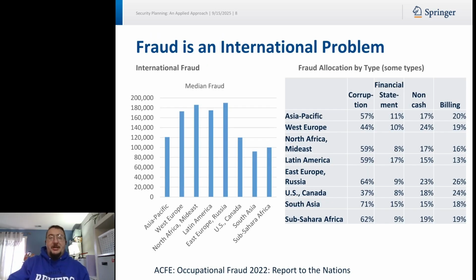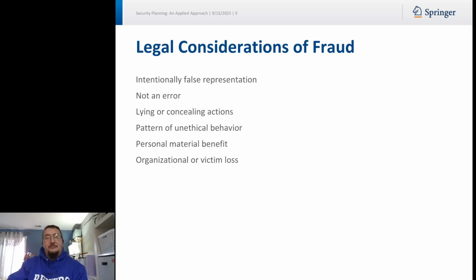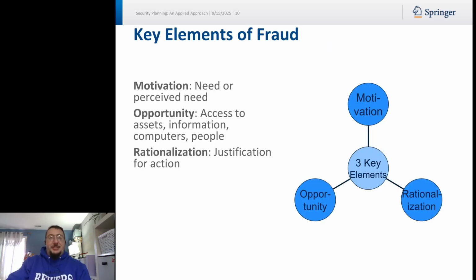It's not just an American thing. This happens all around the world. Illegal consideration, they're not errors, it's intentional. It happens because of lying and concealing. It's unethical, obviously. It's immoral, it's illegal, and generally the person is trying to get a benefit from it. There are multiple elements for this: motivation, opportunity, and rationalization.